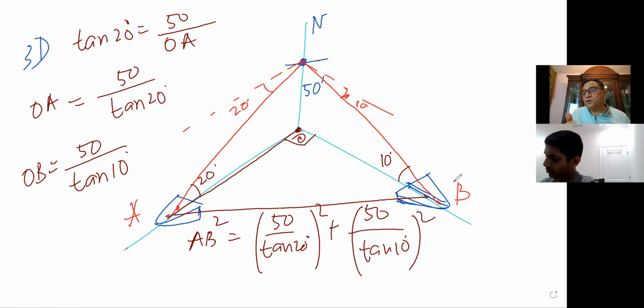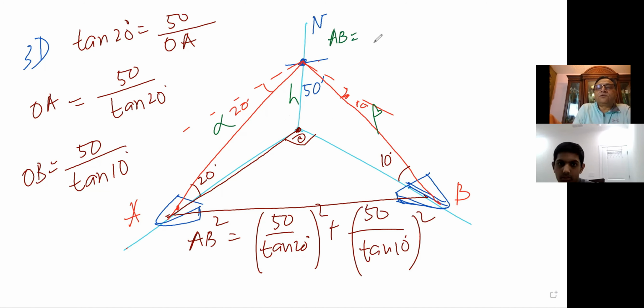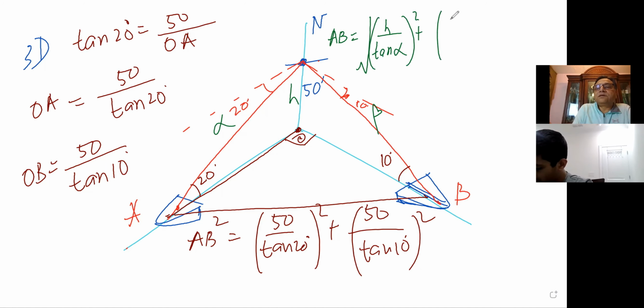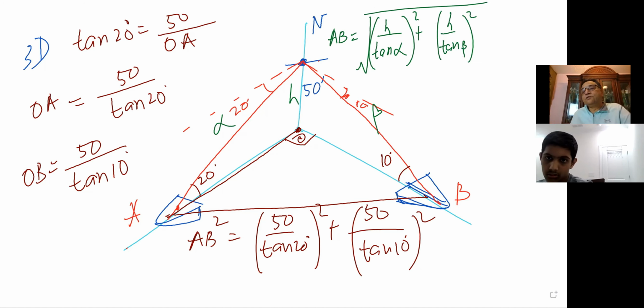So from here, you actually get a general formula. If I say generally the height is h, and this is alpha and this is beta, then we know what AB is. AB in general is equal to the square root of (h over tan alpha) squared plus (h over tan beta) squared. So all of a sudden, if we understand this picture very well, we have a general formula here, correct?